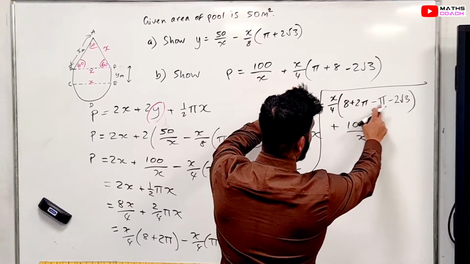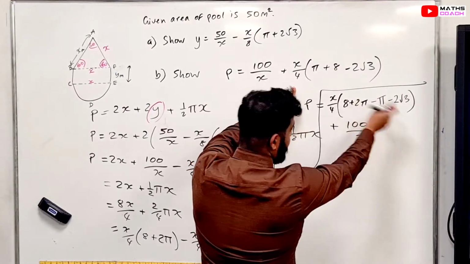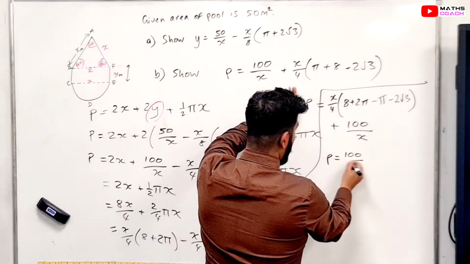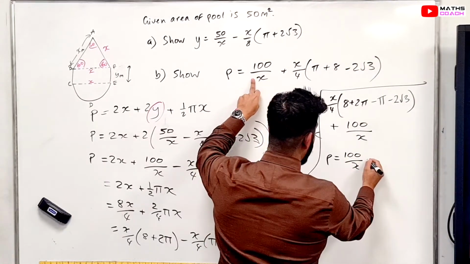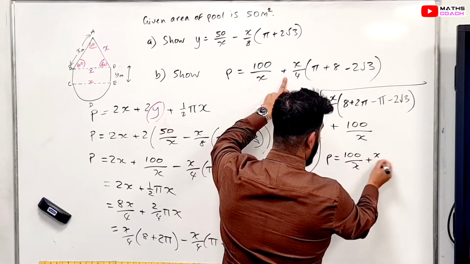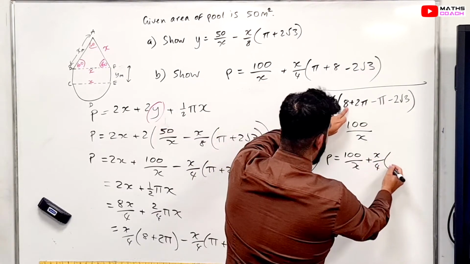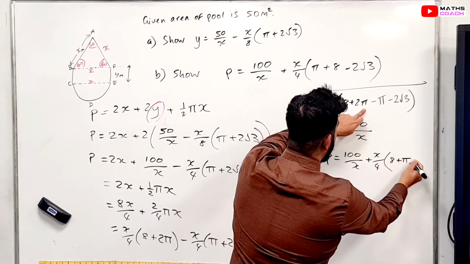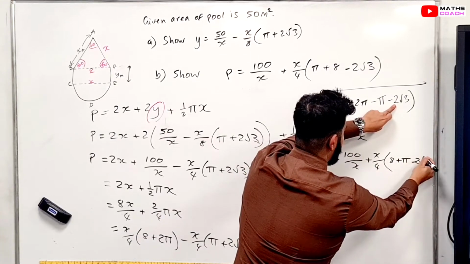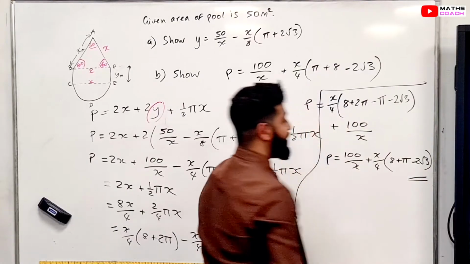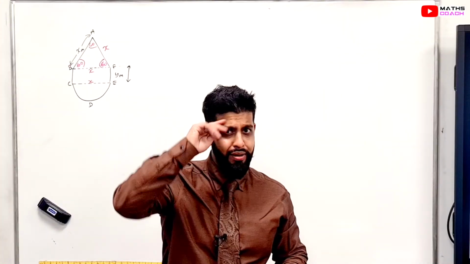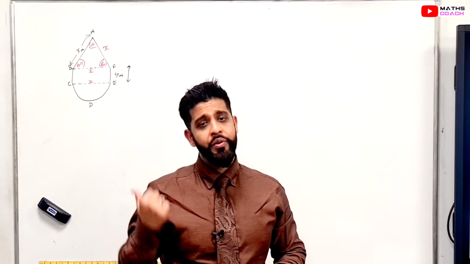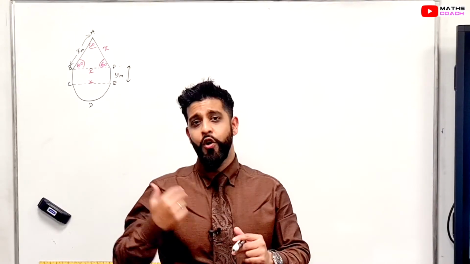The 2 pi and the pi, they have 1 pi between them. So I'll have p is equal to 100 over x, just to make it look like this, by the way, plus x over 4, and then 8, and then 2 pi minus pi is just pi, and then minus 2 root 3. And that is your final answer. I know that was quite difficult. Hopefully you're still there. Go back and rewind if you need to go over any steps.